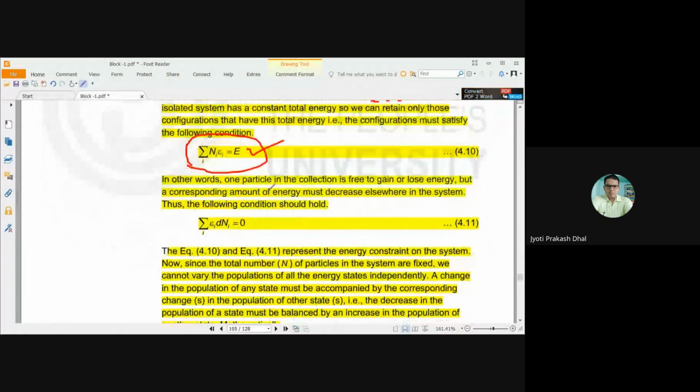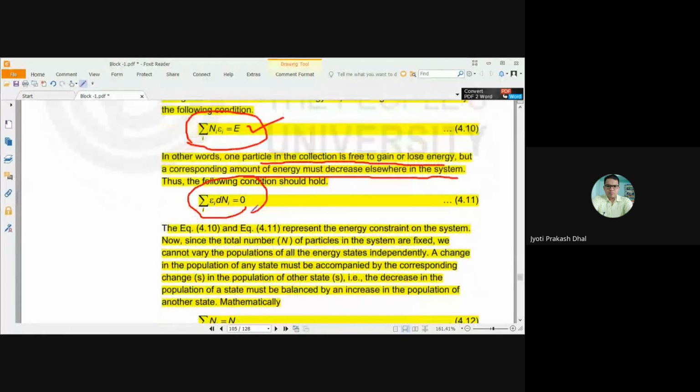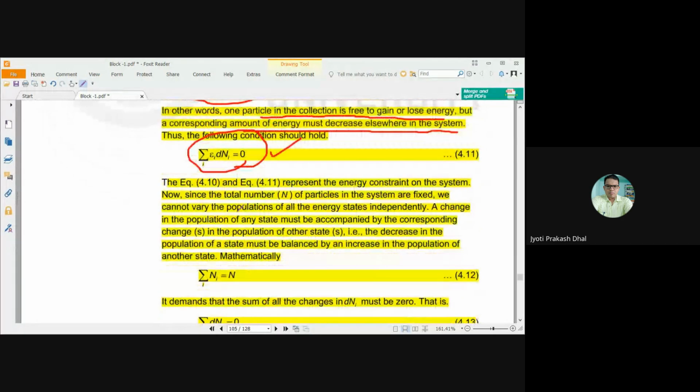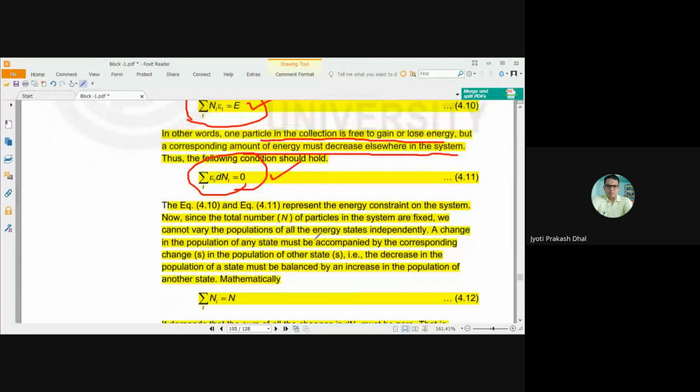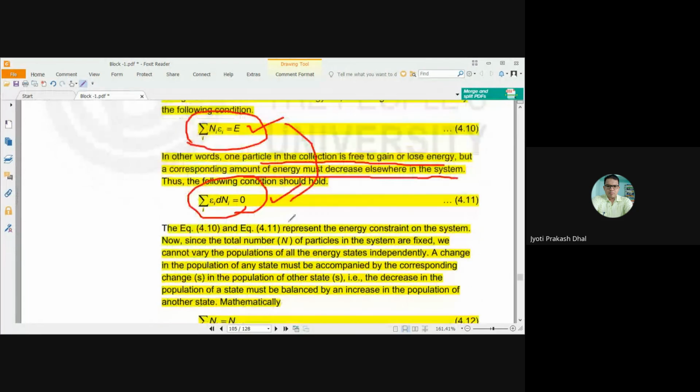In other words, one particle in the collection is free to gain or lose energy, but the corresponding amount of energy must be decreased elsewhere in the system. Thus the following condition should hold. That means if there is a change in the number of particles, the summation of epsilon i dni must equal 0. So this is equation 4.11. Now comparing equation 4.11 and 4.10, both these equations represent the energy constraint on the system.